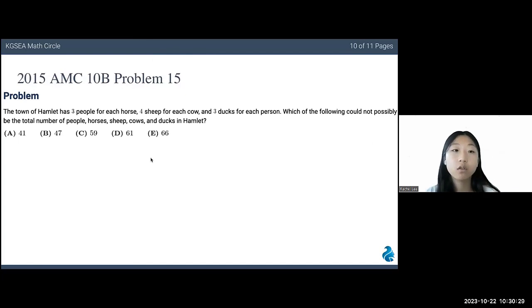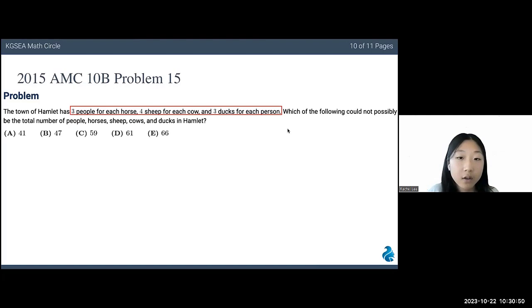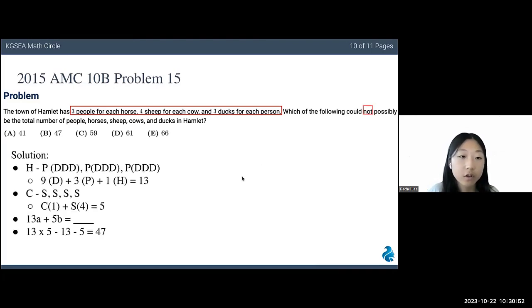To now go over some example problems that use the chicken nugget theorem, the first is 2015 AMC 10 problem 15. It reads: the town of Hamlet has 3 people for each horse, 4 sheep for each cow, and 3 ducks for each person. Which of the following could not possibly be the total number of people, horses, sheep, cows, and ducks in Hamlet? I'll be going over the solution.